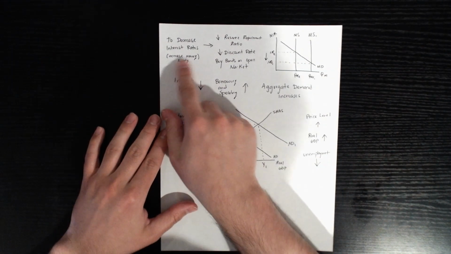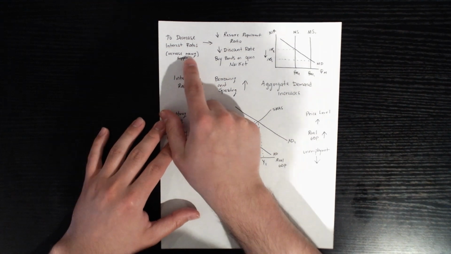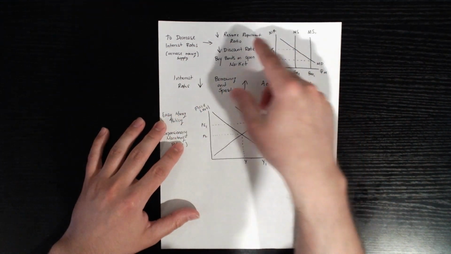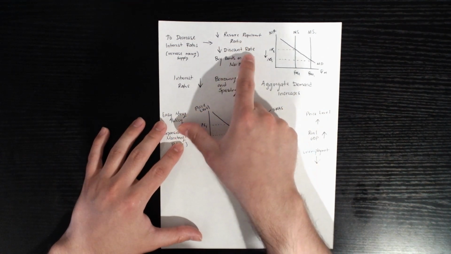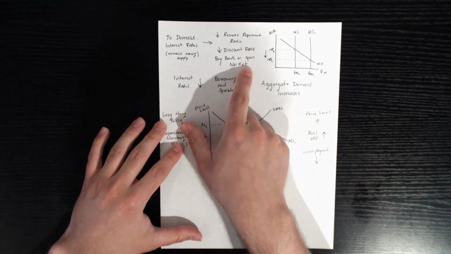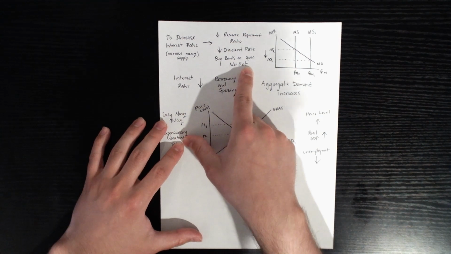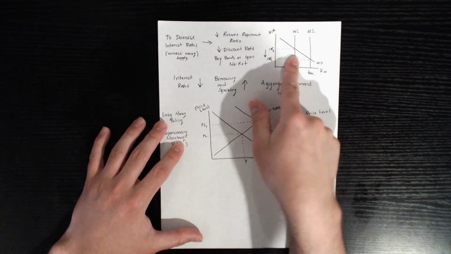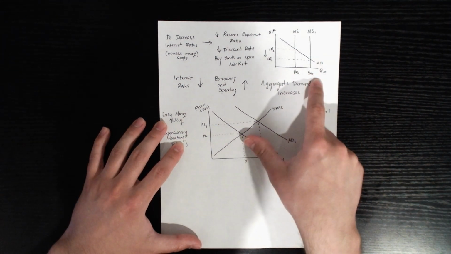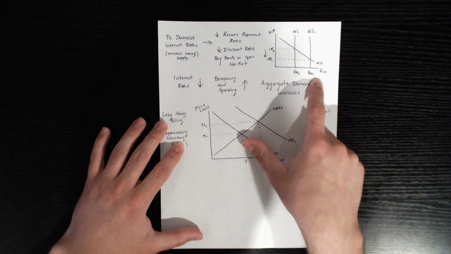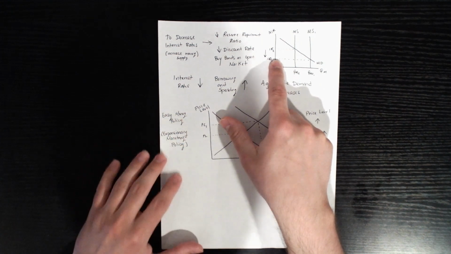To decrease interest rates, that's going to increase the money supply. And they do that by lowering the reserve requirement ratio, lowering the discount rate, and buying bonds on the open market. So all of this is going to increase the money supply, shifting the money supply curve here to the right, leading to a higher quantity of money in the economy and a lower nominal interest rate.